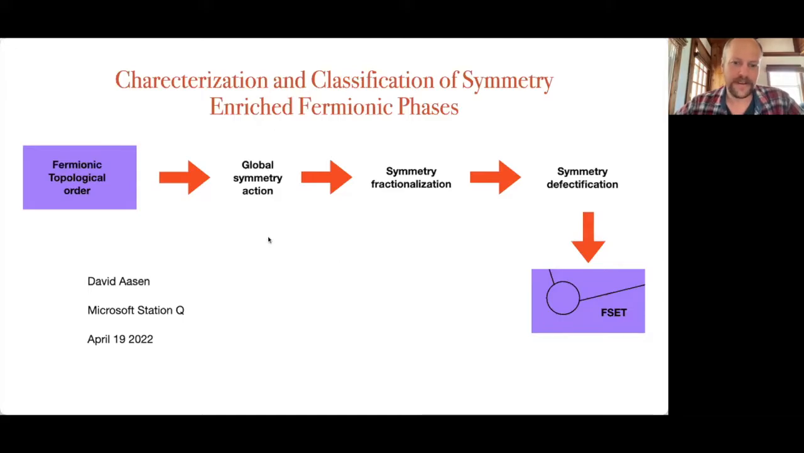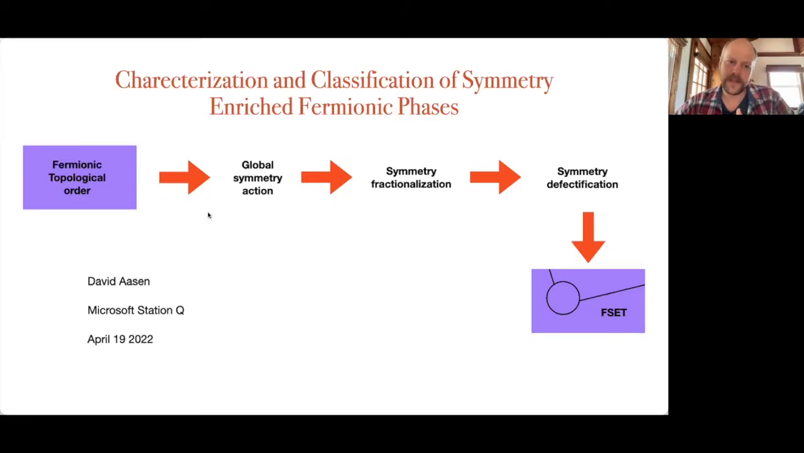So that said, the talk is about characterizing and classifying fermionic phases in the presence of symmetry. And we're going to be using the algebraic techniques of G-crossed braided tensor categories. So I'll need to describe what those are and how they relate to the physics and so on.